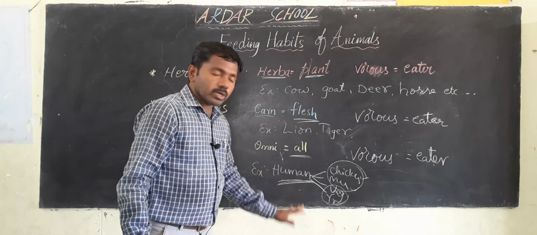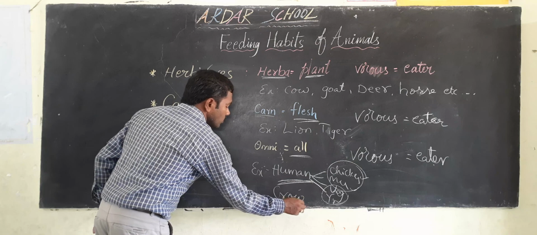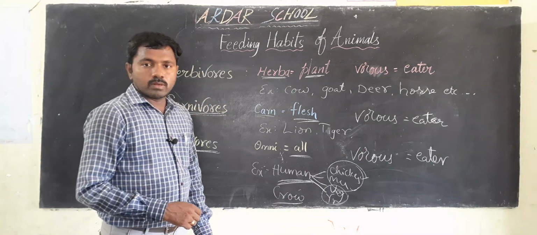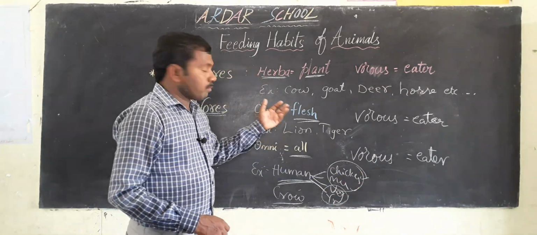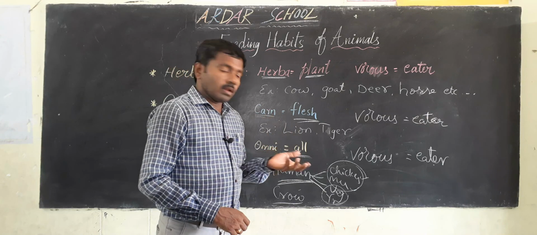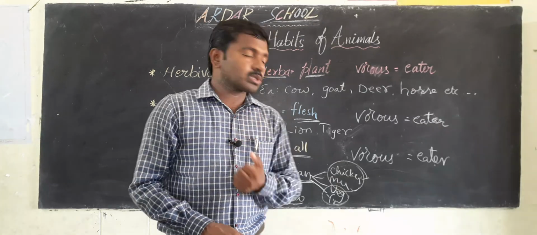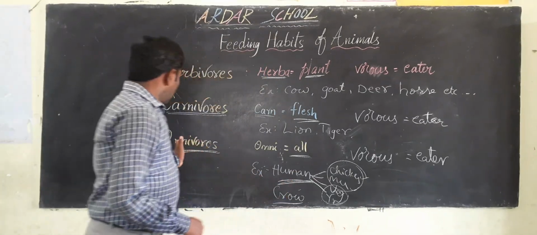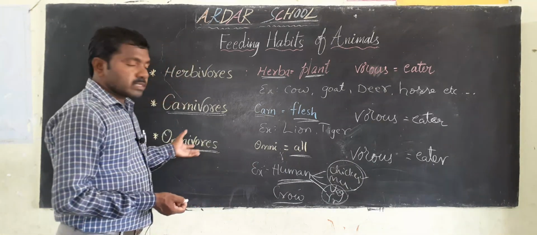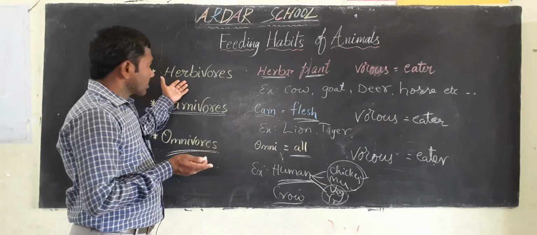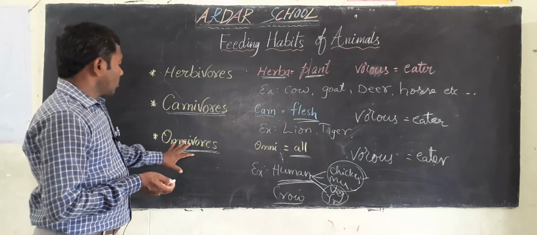Some more examples of omnivores. The crow also eats both. It eats plant products like grains, and at the same time it eats some insects also. That's why the crow is also an omnivore. These animals eat both plant products and the flesh of other animals. This is the omnivores.